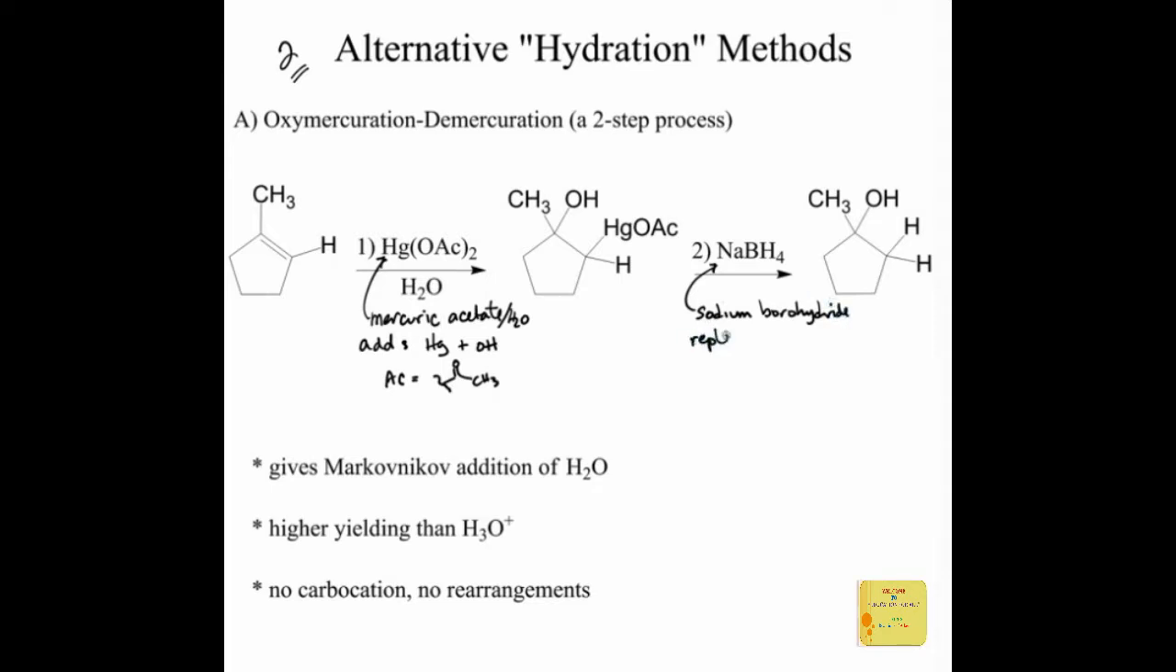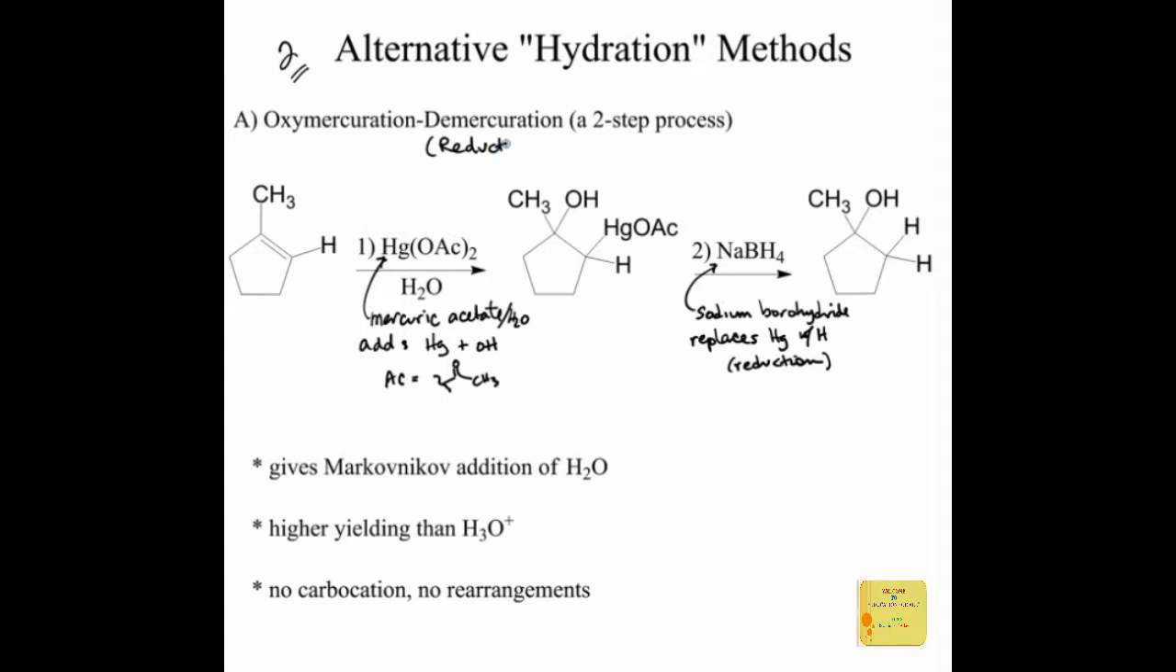And it replaces the mercury part. It replaces the mercury with a hydrogen. We call this a reduction reaction because we're introducing hydrogen, we're increasing the number of CH bonds. And so sometimes actually this process is called oxymercuration reduction.